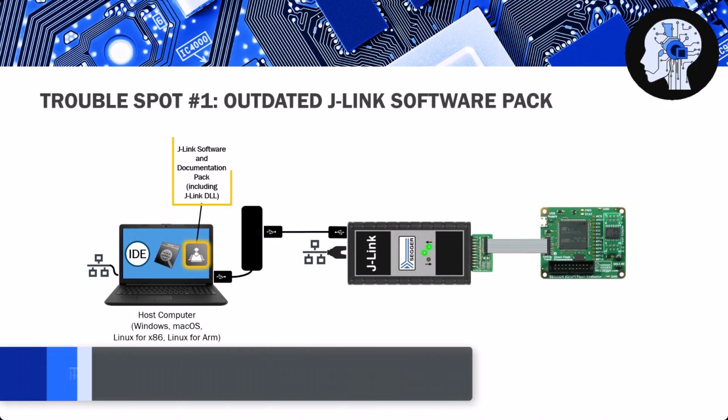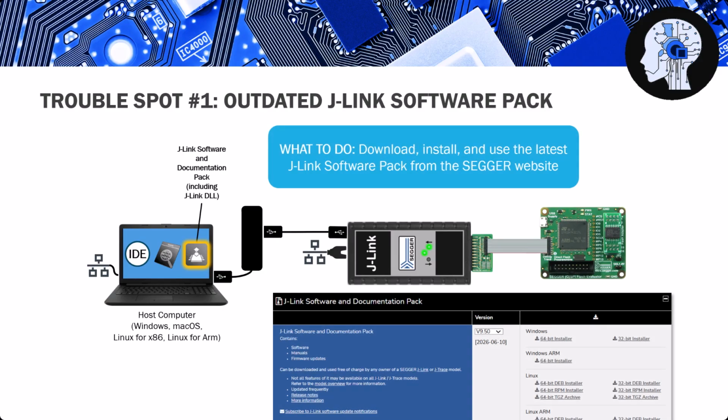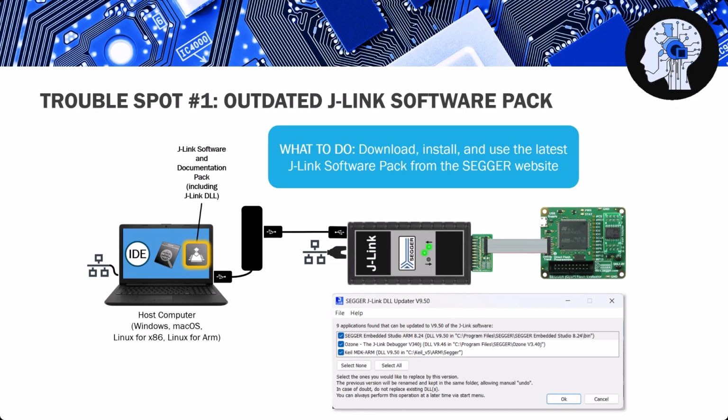A very common trouble spot is an outdated J-Link software pack on your computer. Download and install the latest J-Link software pack for your host computer from the SEGGER website, and only use J-Link utilities like J-Link Commander or J-Link Configurator from this latest installation. At the end of the installer, allow the DLL updater to update the J-Link DLL in your IDE or debugger to the latest version as well, if the DLL updater is able to detect it.